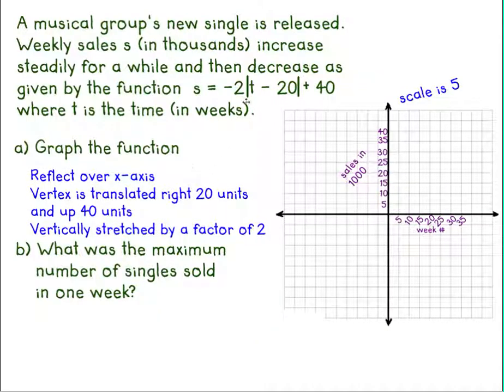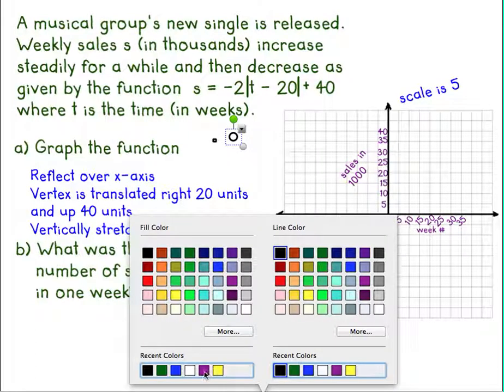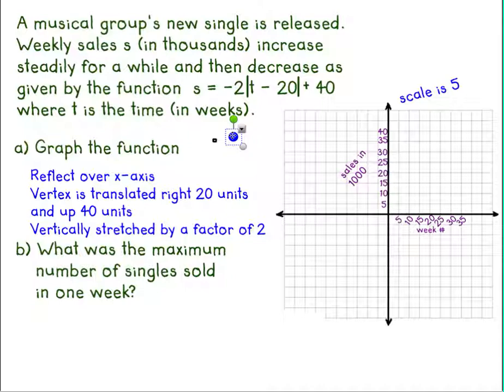So to graph this function, you've got all the things. You're going to reflect over the x-axis. Your vertex is translated to the right 20 units and then up 40 units. So we're going to make a little dot right here, and then vertically stretch by a factor of 2. So if we're going to plot this one, your vertex is going to be at 20, 40. So at 20 weeks, there will be 40,000 of these sold.